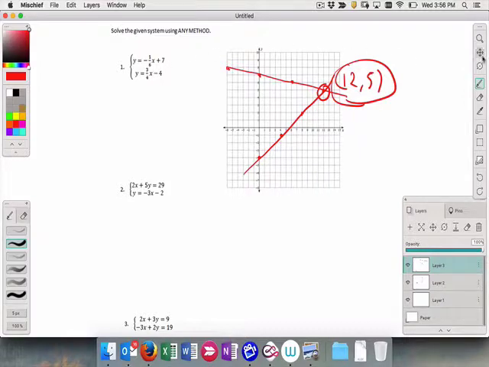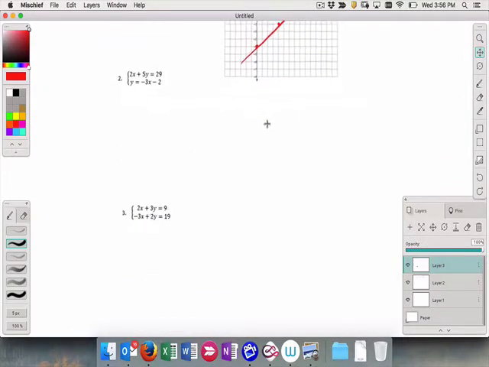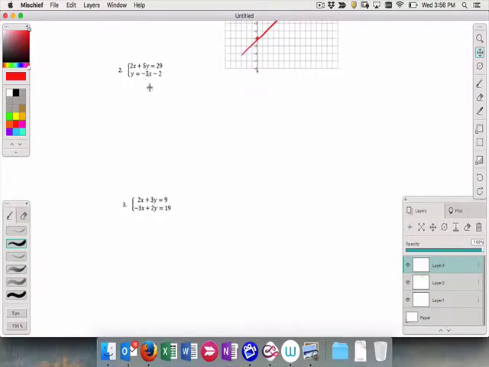But if we turn our attention to the next one, number 2 here, I could graph this, especially the second one would be pretty easy to graph. It's already in slope-intercept form, but my 2x plus 5y equals 29, it's not going to be the prettiest thing to graph if I put it in slope-intercept form. I mean, the y-intercept, I can tell you, is going to be 29 over 5, and the slope is, well, the slope's not that bad.